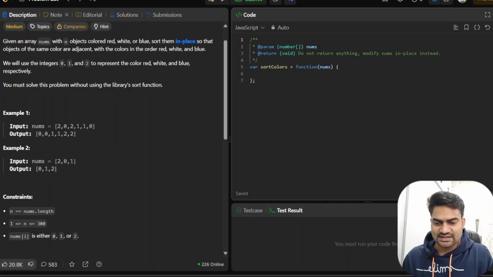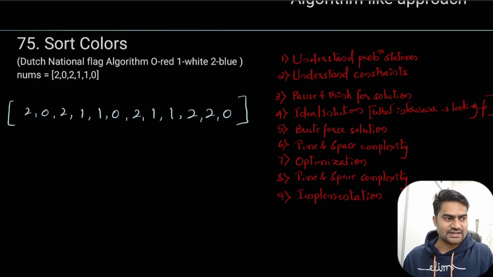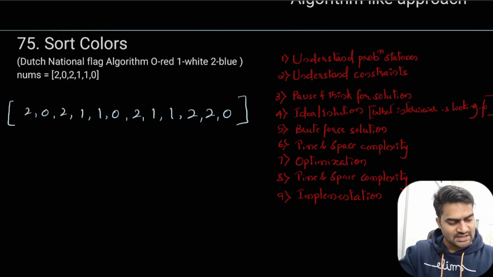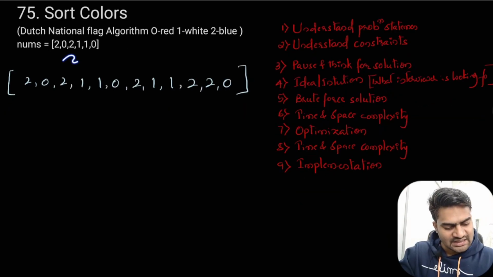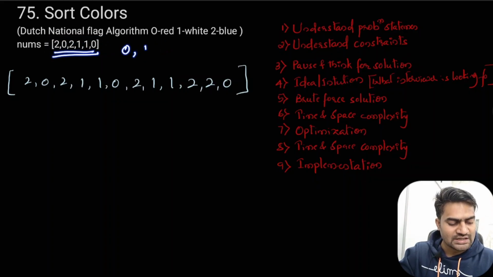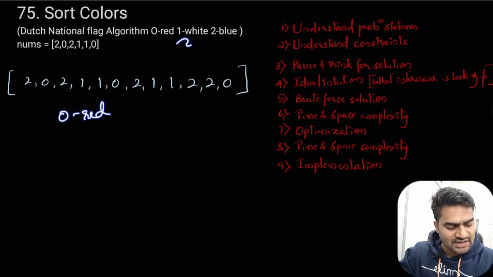With this, let us switch to the editor and let us try to understand the problem in detail. So basically they will give us the nums array. The values in the nums array will be 0, 1 or 2. Only these three numbers. So that is one of the constraints. And if you see what they have given, 0 represents red, 1 represents white and 2 represents blue color.